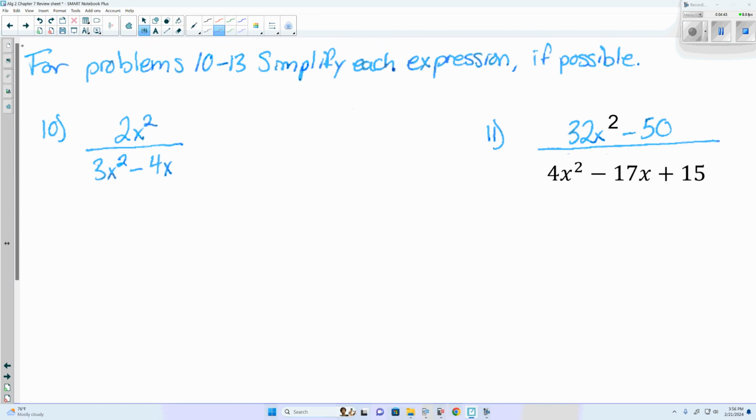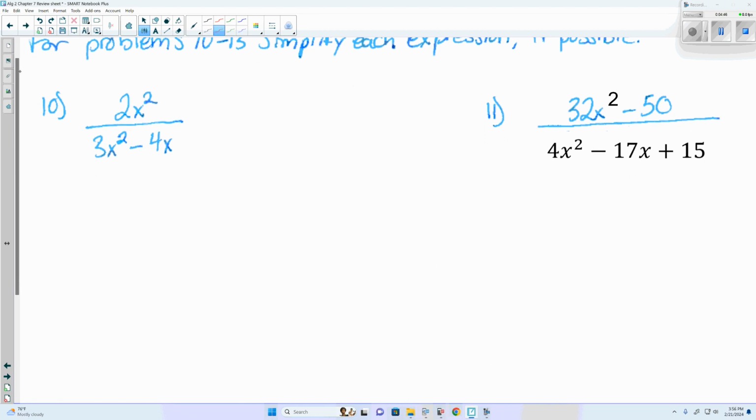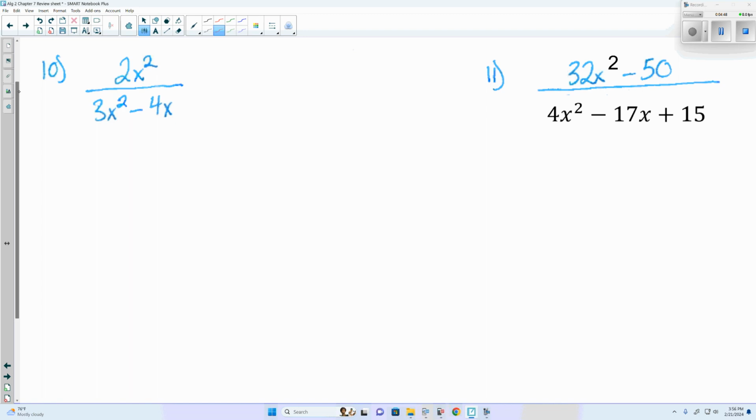Now we're going to look at 10 through 13. Simplify each expression if possible. So we're going to simplify all the way down. Number 10, the numerator is as simplified as it gets because it's a single term. One term, can't simplify further than that. Now the denominator, 3x squared minus 4x. Well, 3x squared and 4x do have a greatest common factor, because that's what we should always be looking for first.